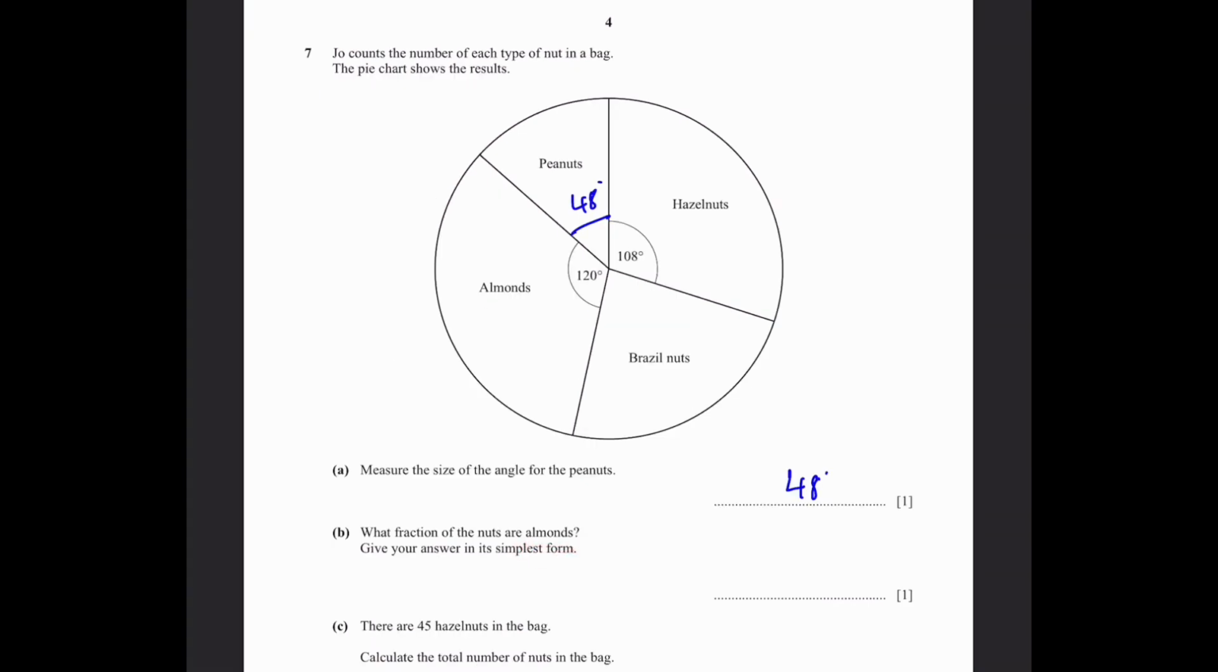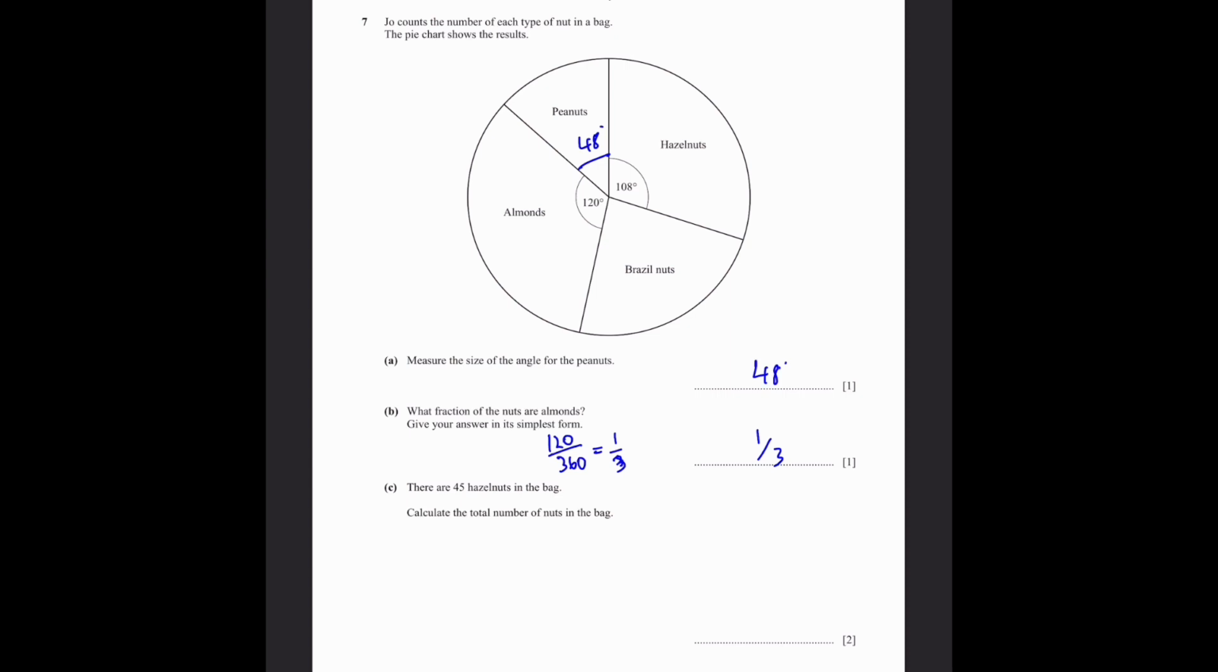B. What fraction of the nuts are almonds? Give your answer in simplest form. We can see that 120 degrees, I have a total of 360. So 120 by 360, which is 1 by 3. That's the answer.